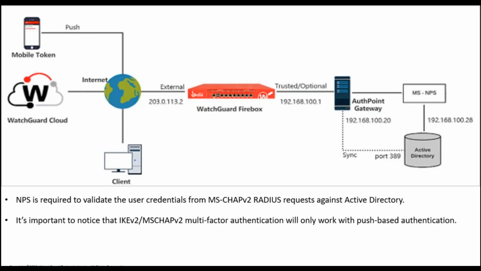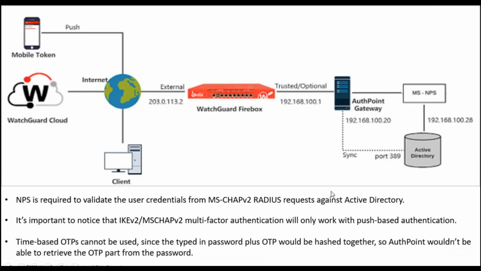Also notice that for IKEv2, the MFA will only work with push-based authentication. And the reason for this is that when we type in the password, it's going to be the password plus the username, and they're going to be hashed together. And AuthPoint will not be able to retrieve the OTP part from the password itself. So you have the password and the OTP together in the same packet that is going to be sent.